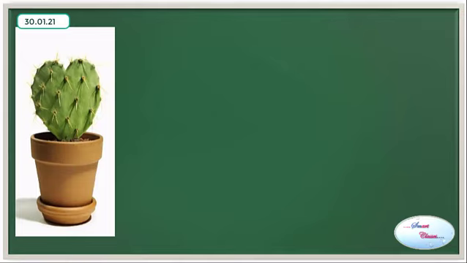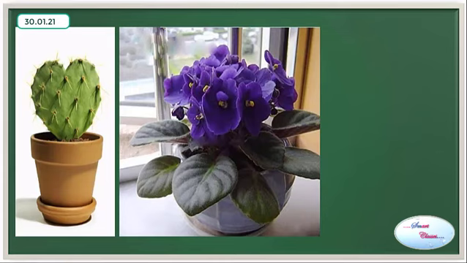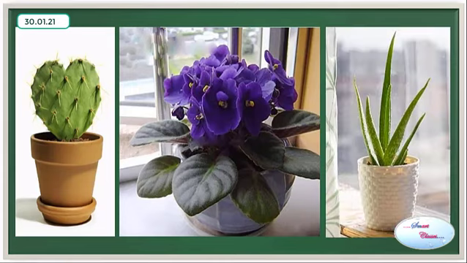Plants such as cacti produce new plants when their parts get detached from the main plant body. Each detached part can grow into a new plant. Apart from cactus, there are many more plants like African velvet, aloe vera and many more.